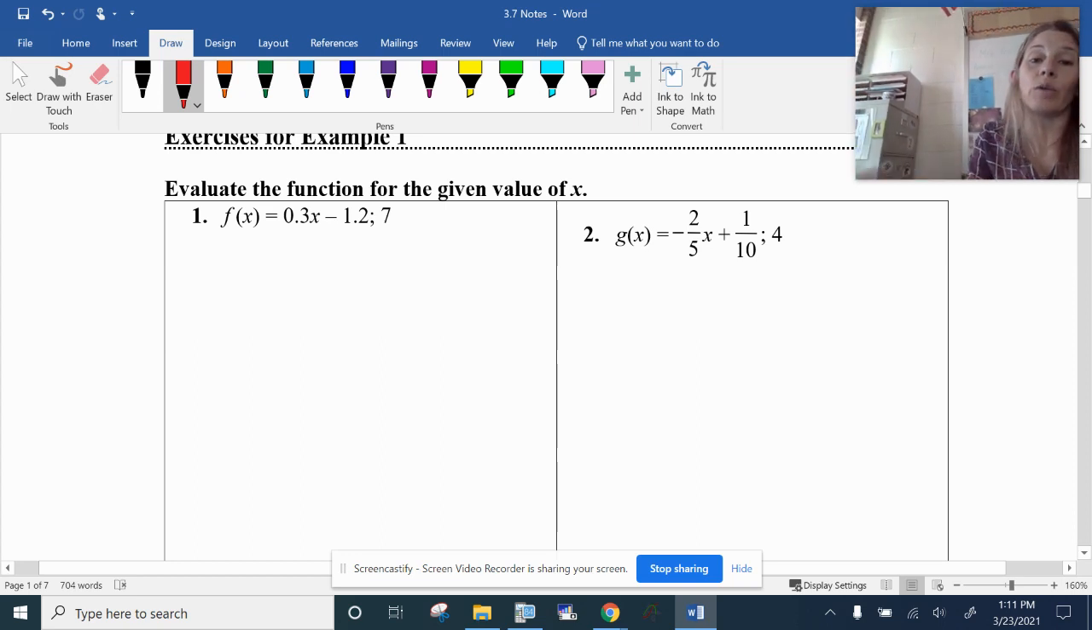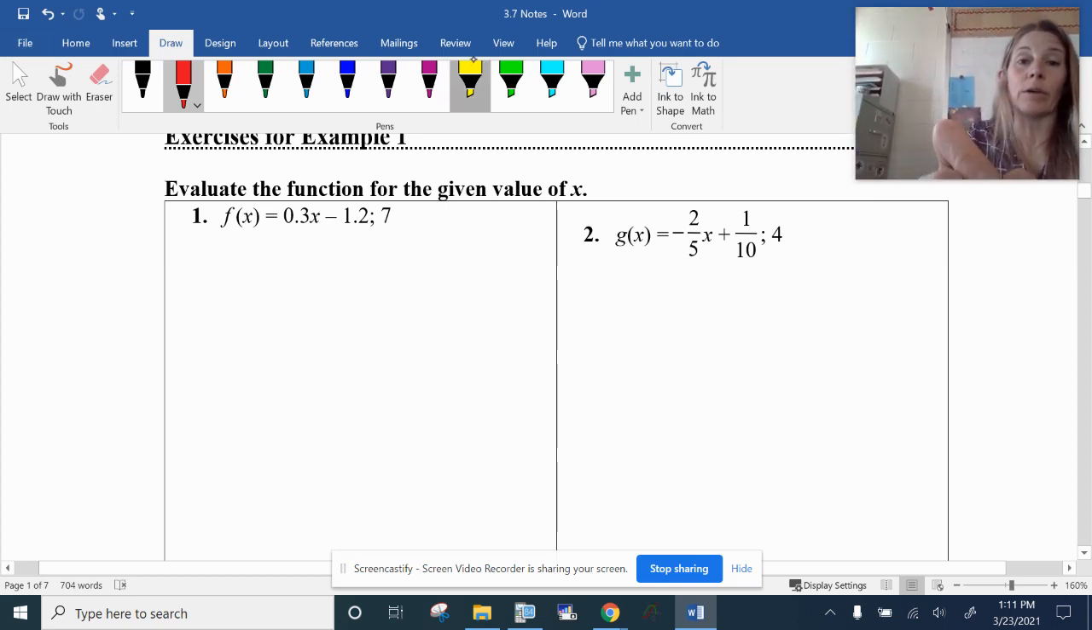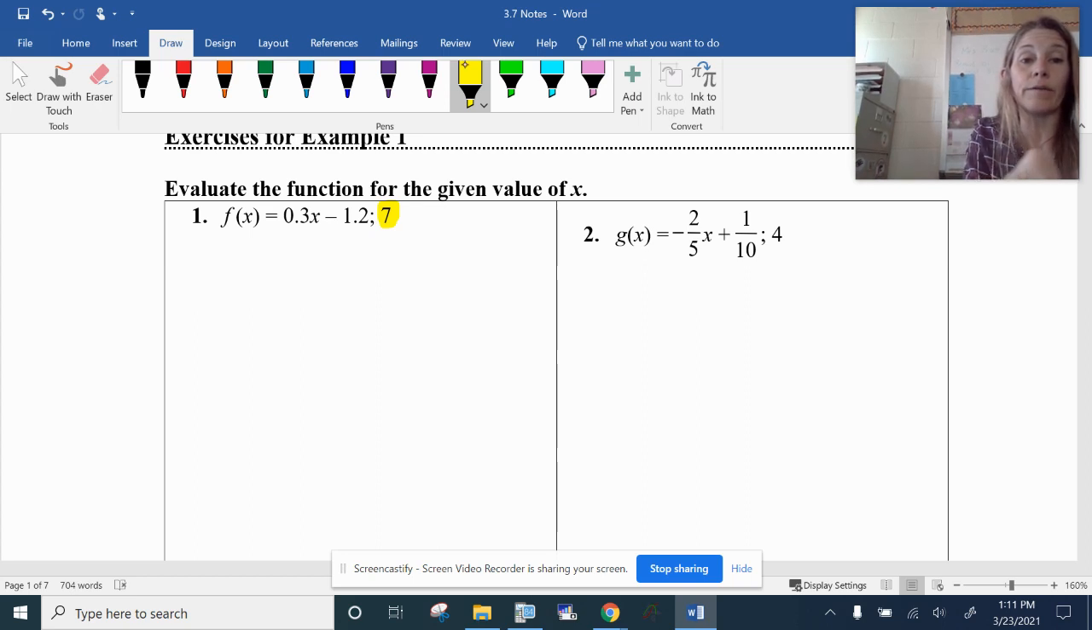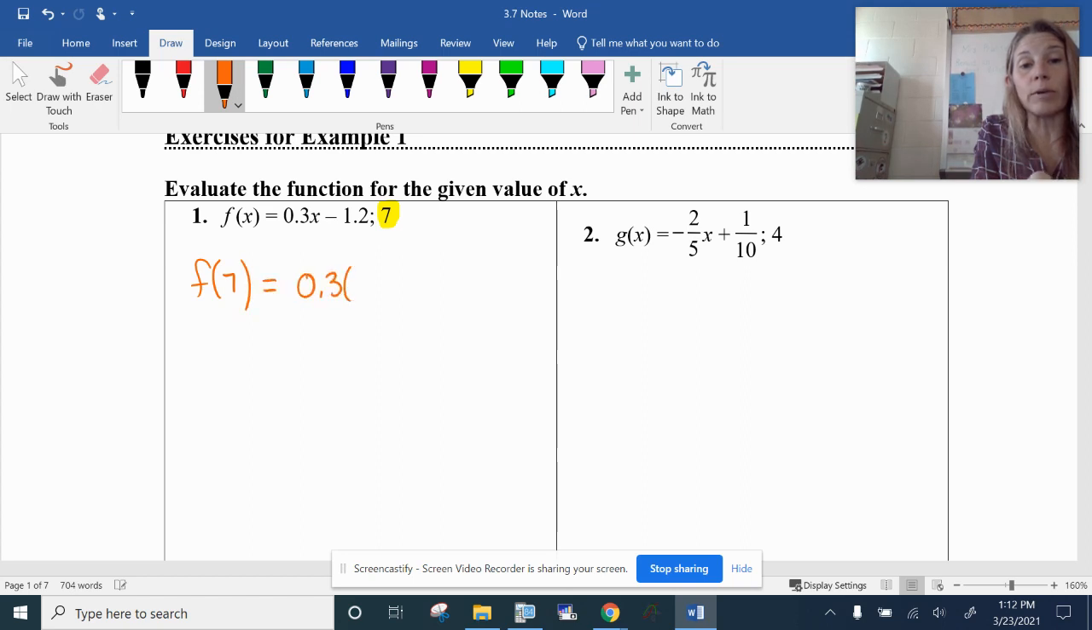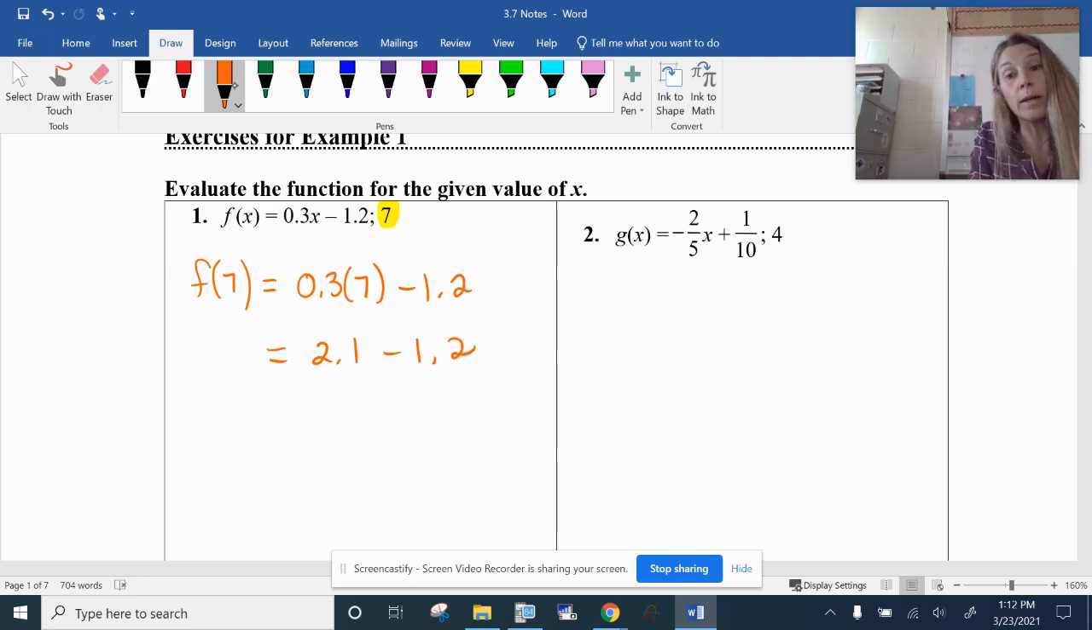Okay, so let's evaluate the functions here for the given value of x. They want us to put in this 7 here for the x. So f of 7 equals 0.3 times 7 minus 1.2. 0.3 times 7 is 2.1, and 2.1 minus 1.2 is 0.9. So f of 7 equals 0.9.